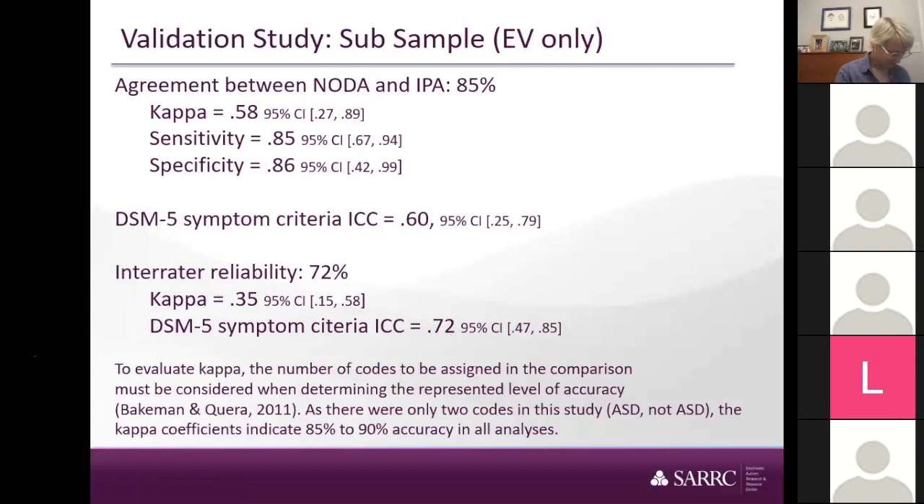Kappa plays a role in how you're going to interpret that statistic. And when there's only two choices, so you're making a dichotomy, the kappa coefficients that we've determined indicate 85 to 90% accuracy in all analysis. So again, these are all very strong psychometric properties.